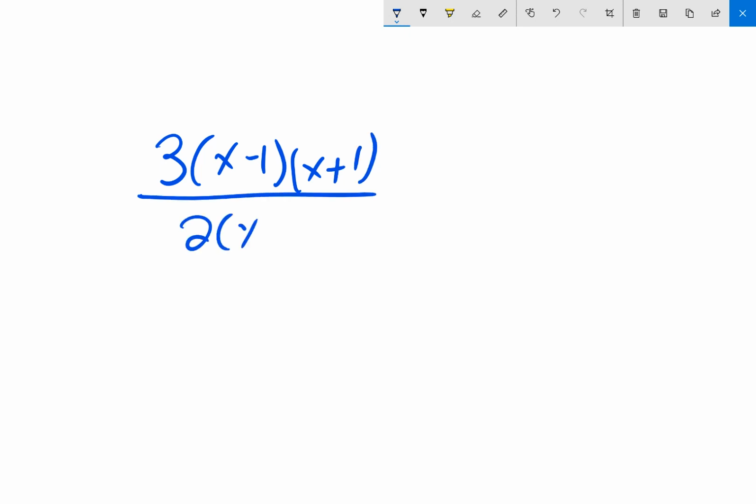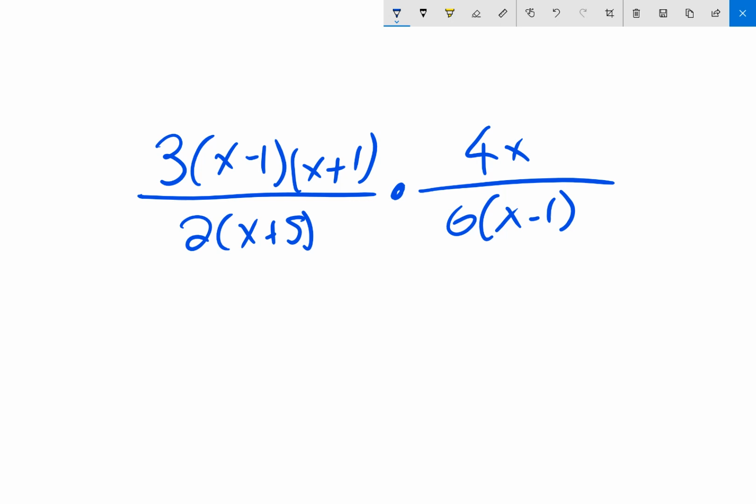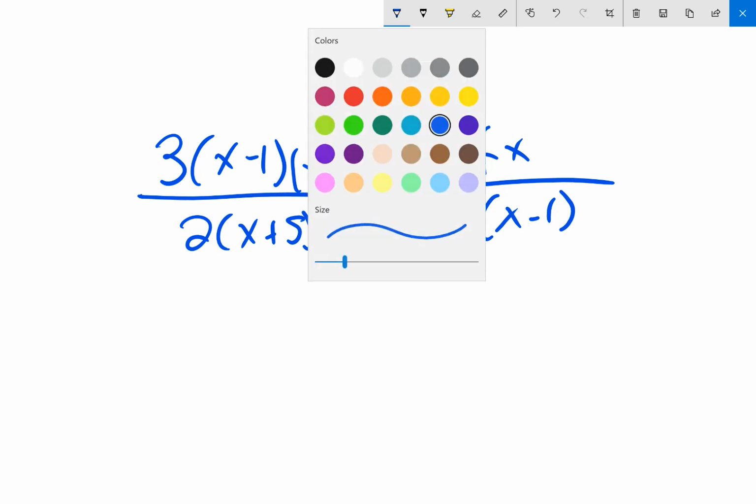Denominator is 2x plus 5. And then multiplying it with the flipped version of the denominator fraction. So 4x on the top and then 6x minus 1 on the bottom. So it is just a keep, change, flip because it is just division. You keep the numerator fraction exactly as it is, and you flip the denominator fraction over and you multiply them together. So the x minus 1s are going to cancel out here.